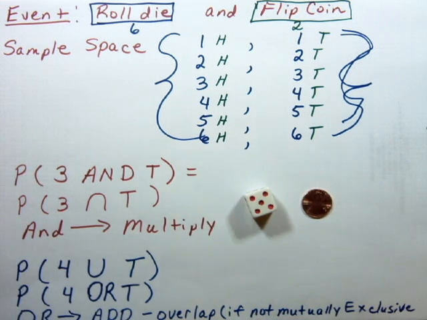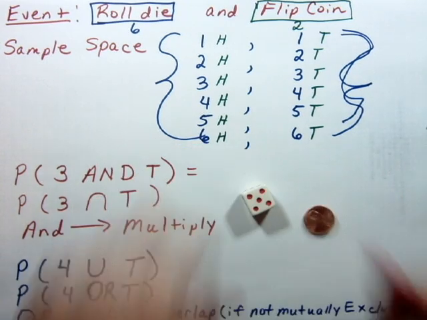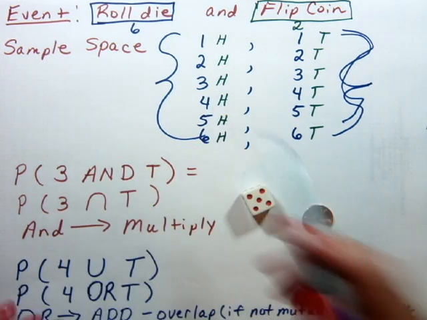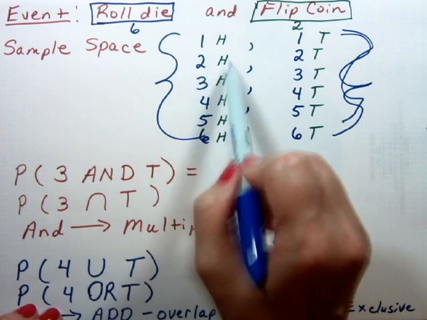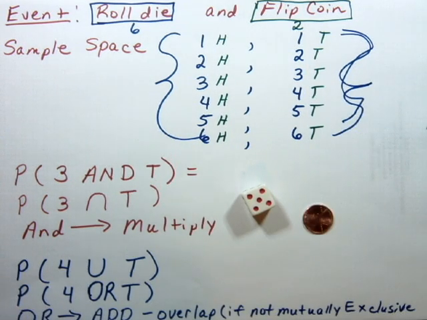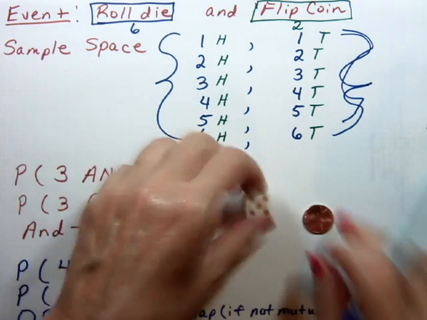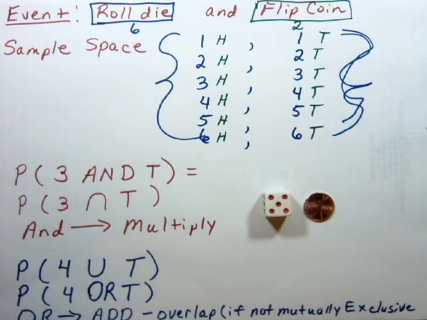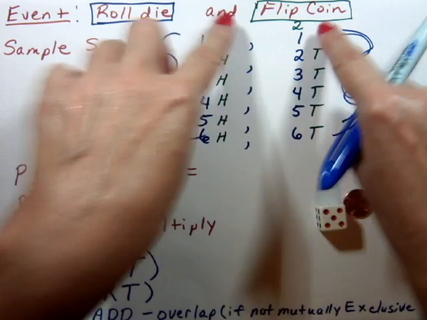Oh, I'm sorry, this is called an experiment. Excuse me. The experiment is what I'm doing. The event is every single thing that can happen. One event is that I could get a 1 with tails. All right, my experiment is I am rolling a die and flipping a coin. Now, that's my sample space.